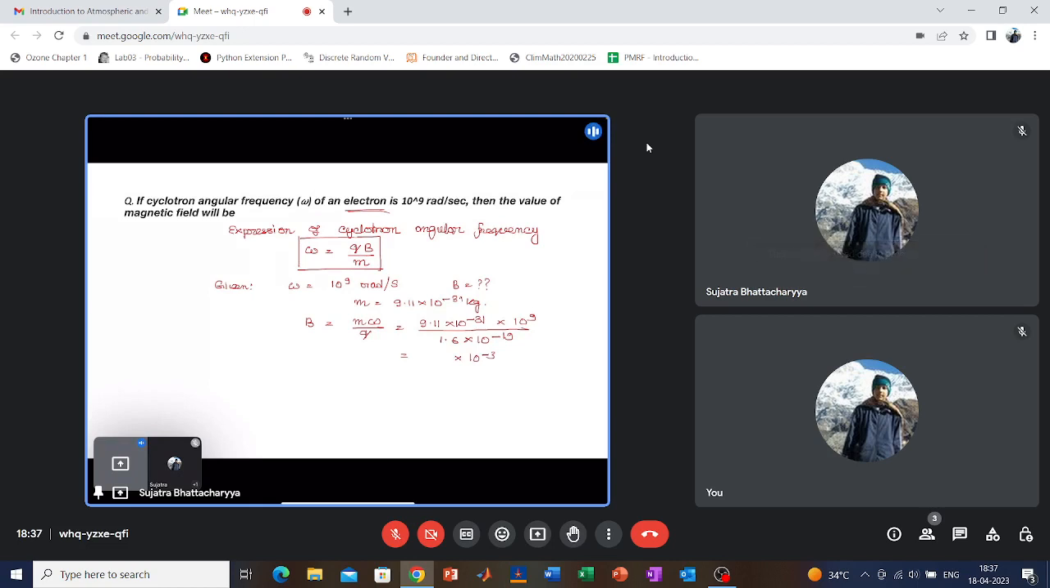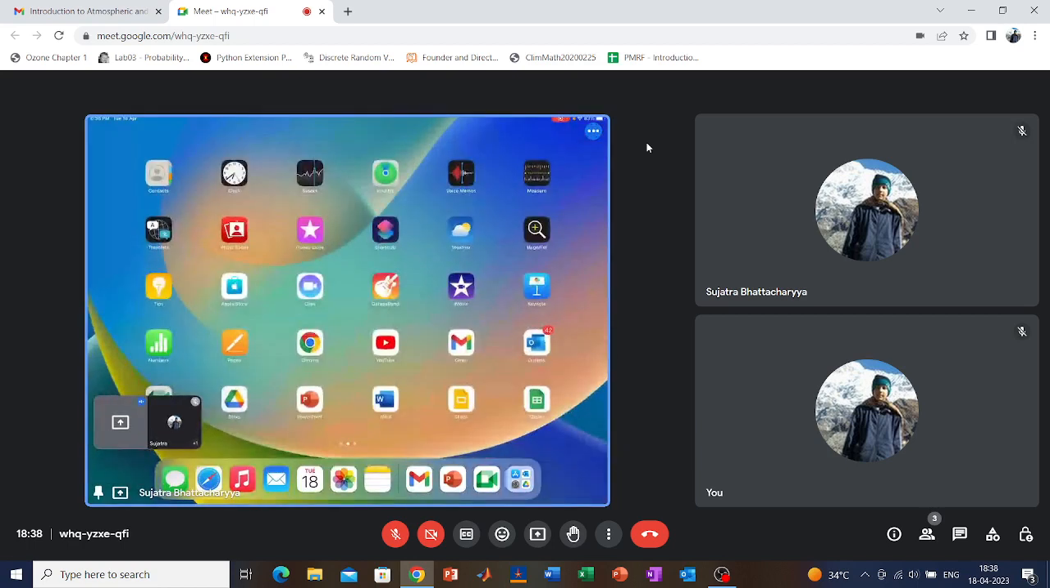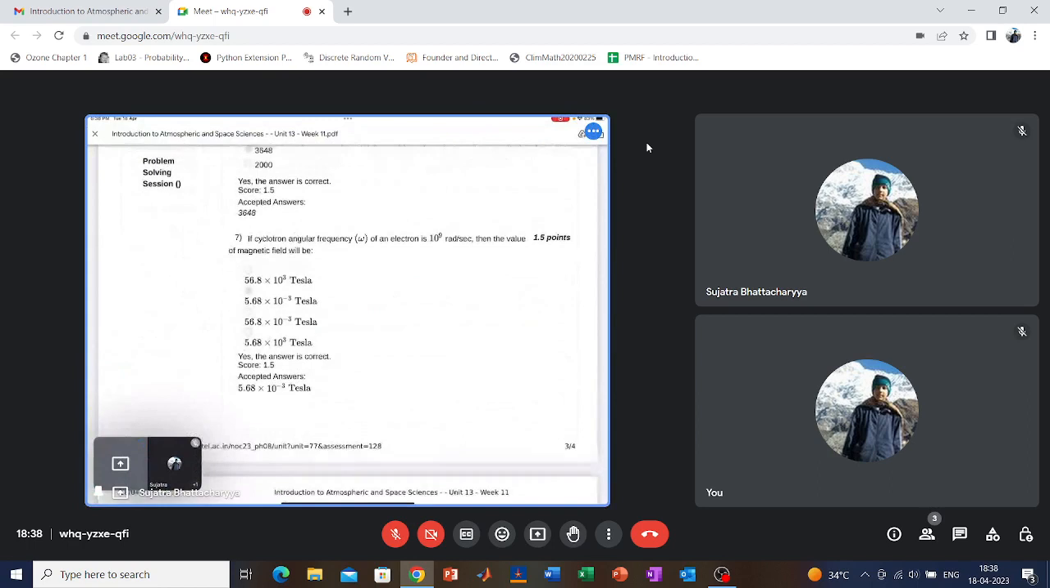Let us calculate and see how much. It's about 5.69. So 5.69 into 10 to the power minus 3 Tesla. This should be the answer. Very simple and easy question based on the formula, and we have already seen in the previous problem solving session that this is the cyclotron frequency. We have also seen what the time period is. Let's just check once last. Yeah, it's 5.68 into 10 to the power minus 3 Tesla.